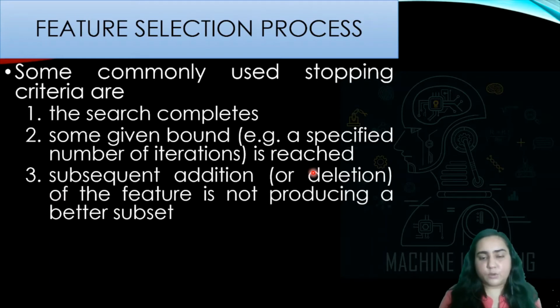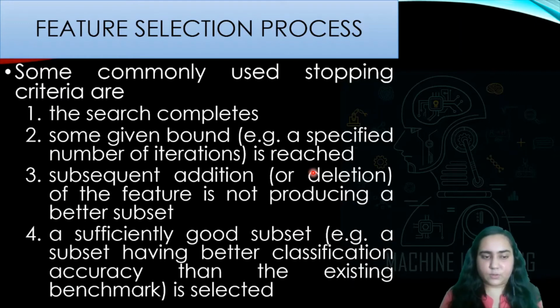You could also stop if subsequent addition or deletion of a feature is not producing any better subset. That means you went on adding or deleting some feature and you did that for a couple of iterations, and you found that that is not resulting in a better subset than the previous one. You could stop at that point as well. Or if you got a sufficiently good subset, which means you're getting good accuracy with that subset, better than the existing benchmark, then also you could stop.